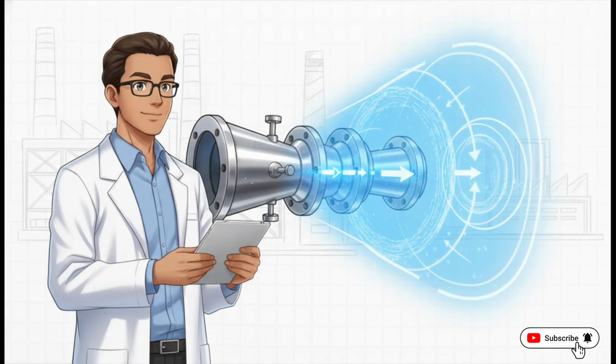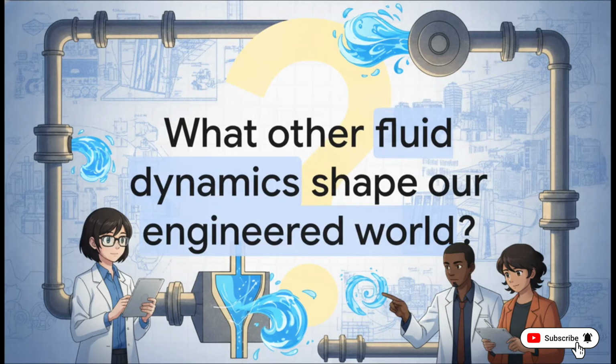To summarize all of this, the Venturimeter is an essential, highly accurate instrument. By leveraging Bernoulli's principle and the continuity equation, it transforms the invisible forces of pressure and velocity into actionable data that keeps heavy industry running smoothly. Fluid dynamics really is the hidden language of the built world.